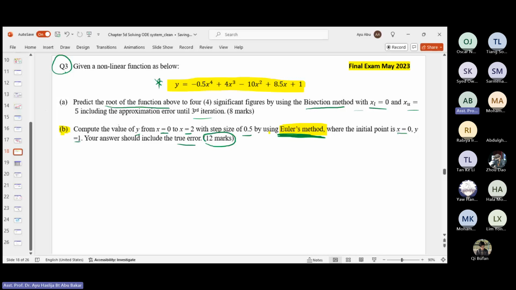First step in Euler's method, the dy dx equation. In this question, it doesn't give you the dy dx equation, so you must find it out on your own. This step must be correct first. If you get the wrong dy dx equation, then the rest of your answer will be wrong. So from the main equation over here, what is your dy dx equation?